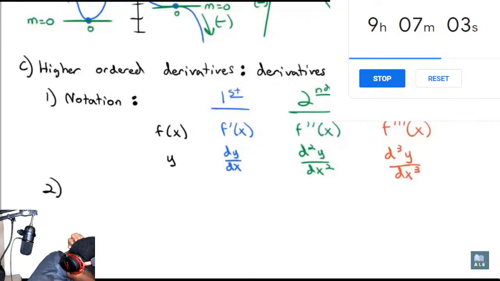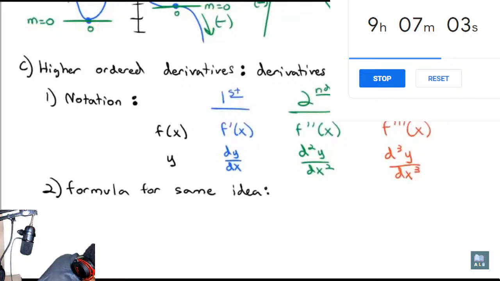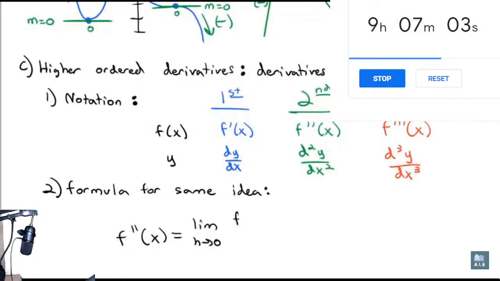But really, it just means take the same formula for the same idea. In other words, the derivative of the derivative, or f prime prime of x, is equal to the limit as h goes to 0 of f prime of x plus h minus f prime of x all over h. In fact, I'm not even going to mark this as a key formula because it's the exact same derivative formula. This time, we're just working with the derivative to calculate the second derivative.